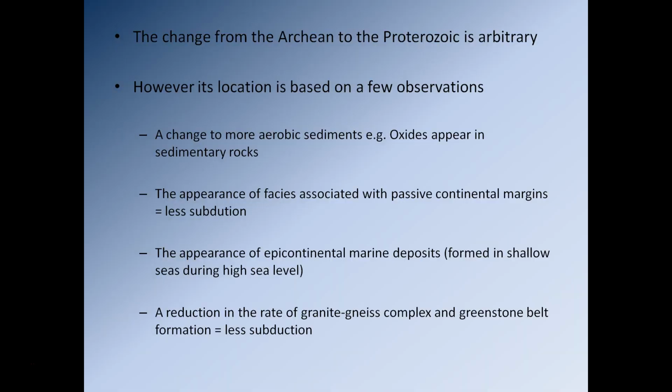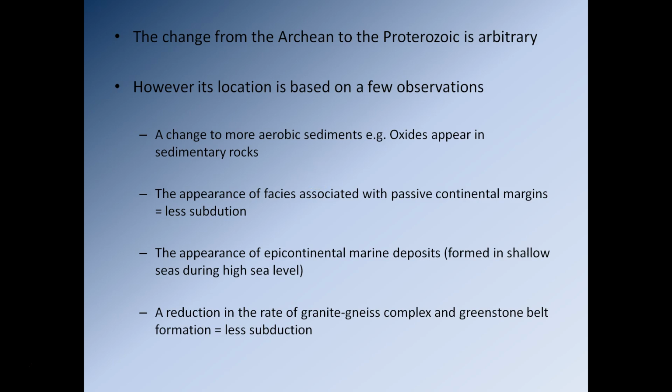So the change from the Archean to the Proterozoic is arbitrary. As we discussed in the previous lecture, the boundary between the Archean and the Proterozoic was set at 2.5 billion years, and it was just set at that point pretty much because it was a relatively nice round number. However, the transition from the Archean to the Proterozoic is based on a few observations. To start with, there's a change to more aerobic sediments. So we start seeing indications that the atmosphere is becoming more and more oxygen rich.